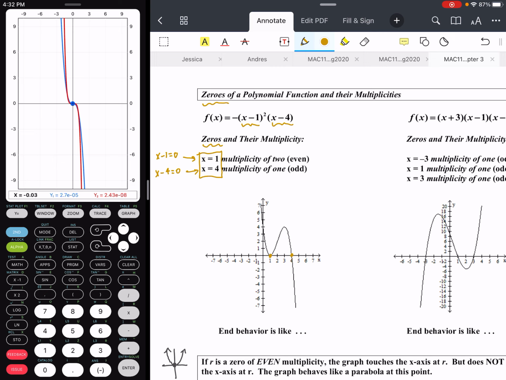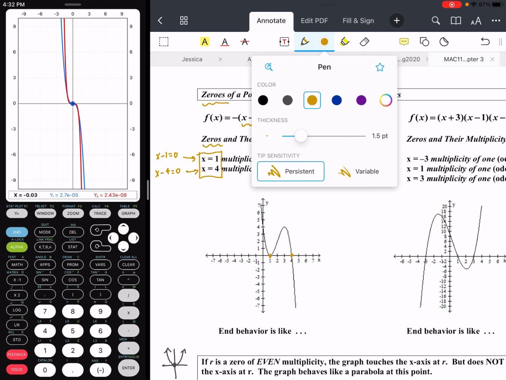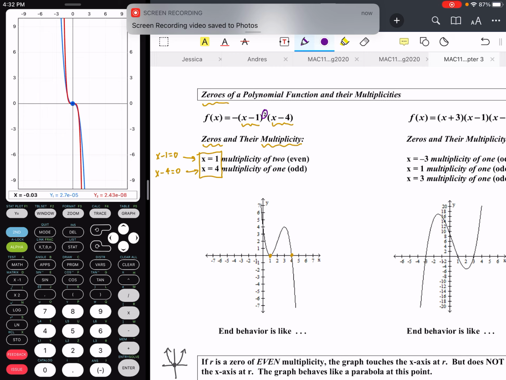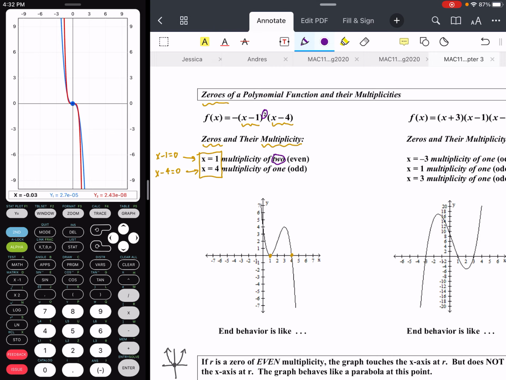All right, the multiplicity. If we want to find the multiplicity of each zero, this comes from the exponent. Remember, we took the factor x minus 1 and set it equal to 0 to get that first 0, x equals 1. The exponent of that factor is 2. So x equals 1 has a multiplicity of 2. For my 0, x equals 4, that came from this factor, which has an understood exponent of 1. The multiplicity of x equals 4 is 1.